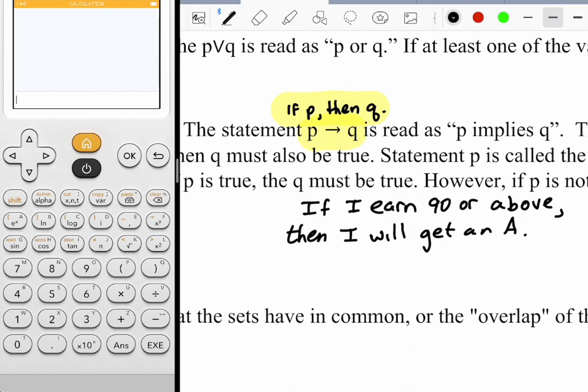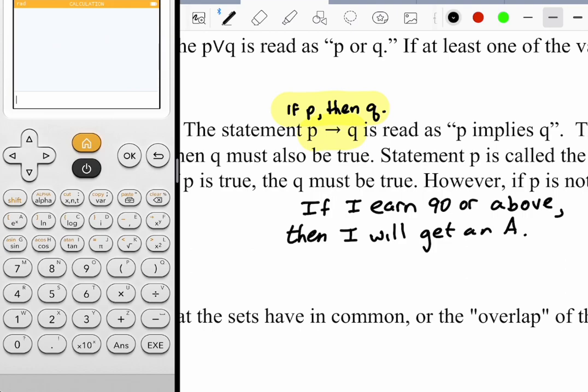If I earn a 90 or above, I will get an A. There's an implied "then" in there. It doesn't have to be there in order to be implied. Or you could read it the other way: I will get an A if I get a 90 or above. Either way means the same thing.